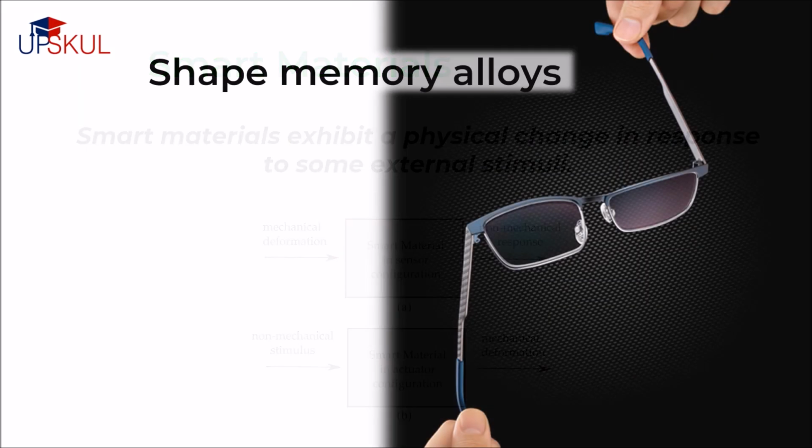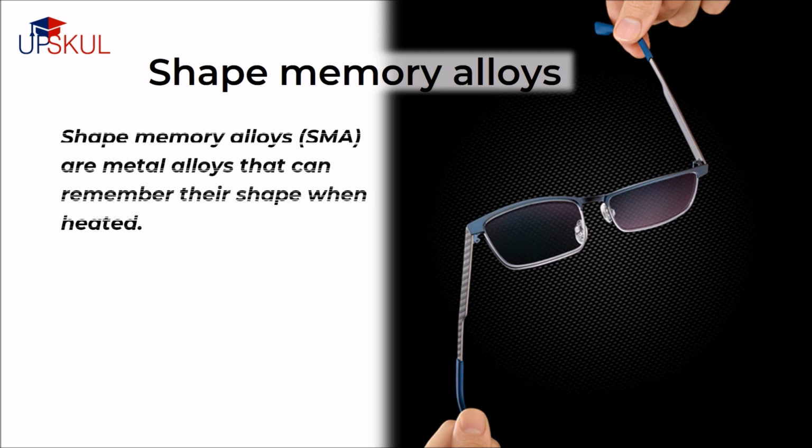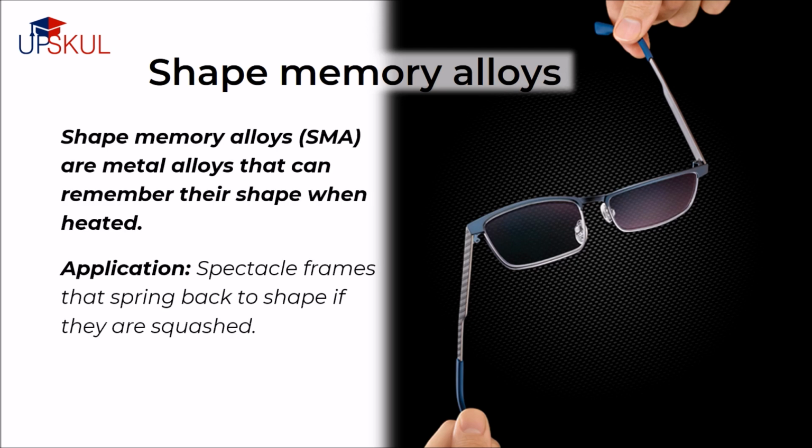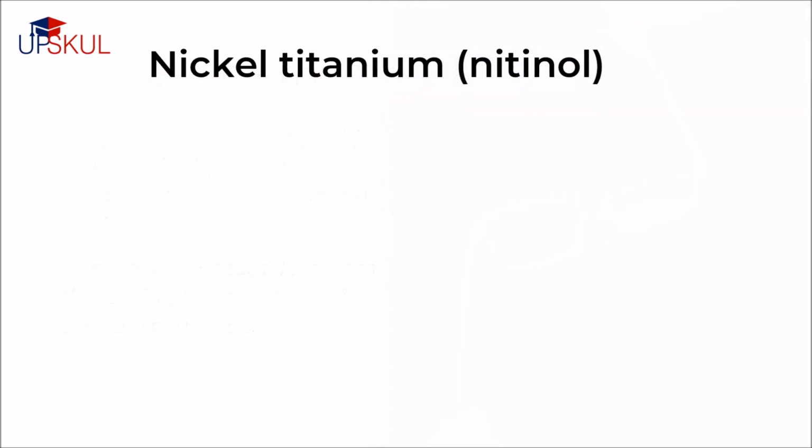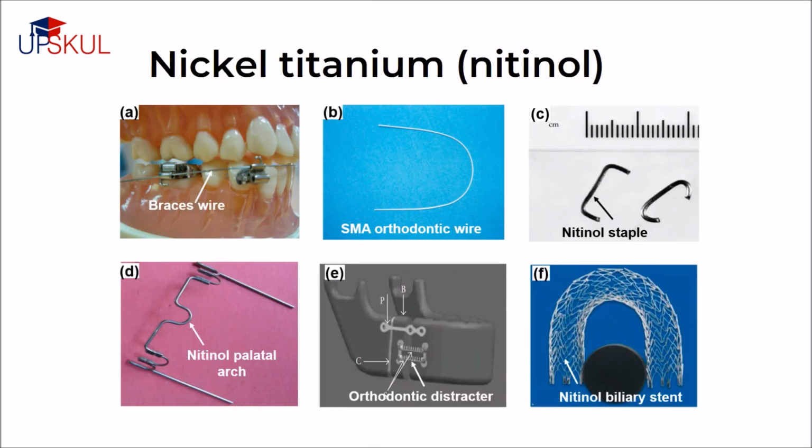Shape memory alloys are metal alloys that can remember their shape when heated. These alloys have been utilized in spectacle frames that spring back to shape when they are squashed. Nickel titanium, nitinol, is a type of SMA and it contracts when heated, whereas most metals expand. When braces are made from nitinol, they heat up in the mouth and pull on the teeth, so they move with the nitinol.